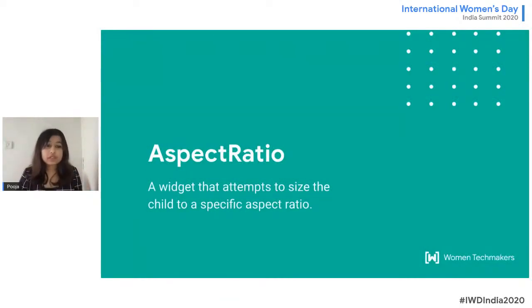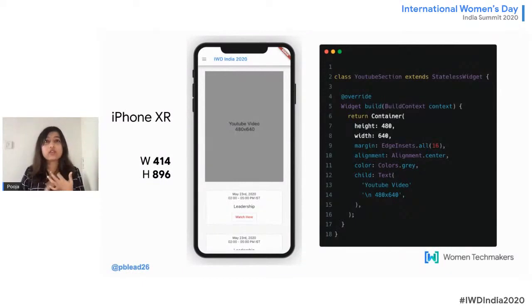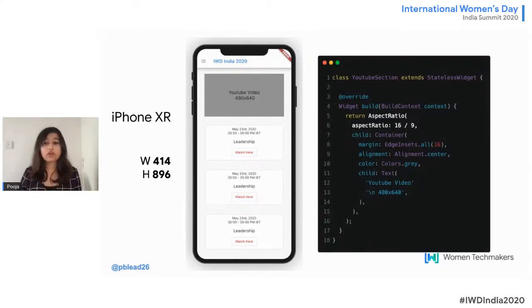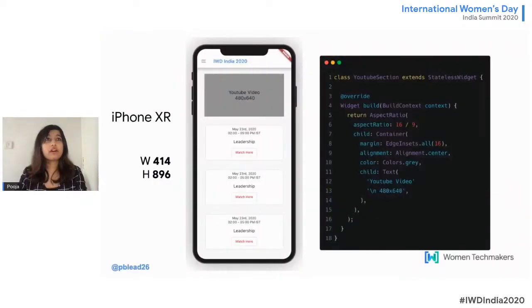There is a widget called AspectRatio, which attempts to size the child to a specific aspect ratio. And as you know, there is a specific aspect ratio for YouTube videos, such as 4 by 3. So if you force your widget to always have a 4 by 3 dimension in whatever scenario, whatever platform, it will always be 4 by 3. So you had the container height 480 by 640. Let's make it an aspect ratio of 16 by 9 or 4 by 3, which is going to make it perfectly fine for any kind of video.